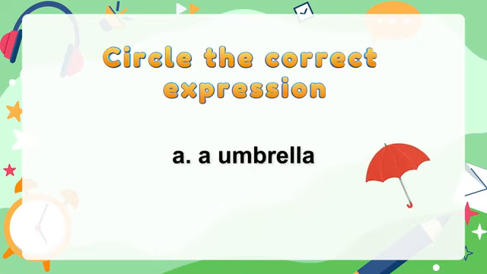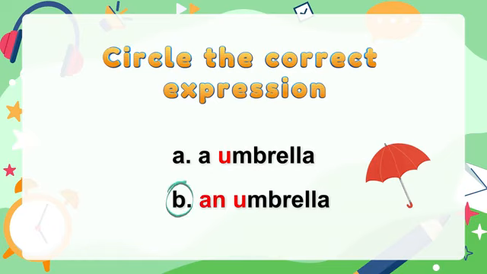A, a umbrella. B, an umbrella. Umbrella begins with a vowel. We use an with vowels, so we circle B. An umbrella.